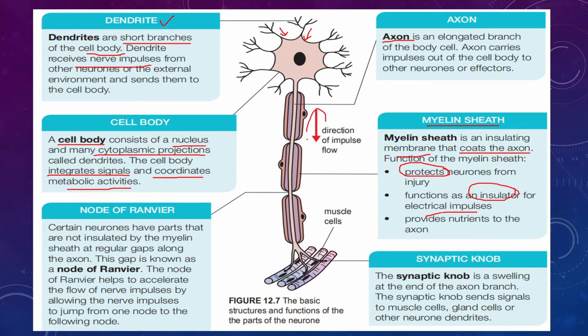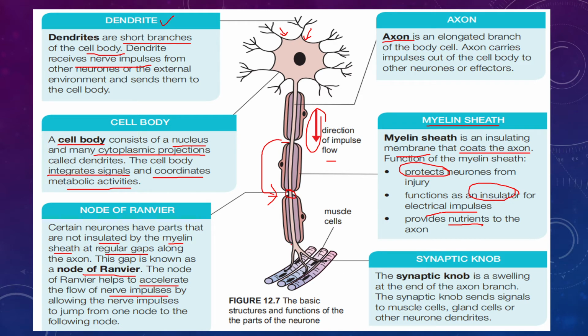Okay, notice the arrow here. This shows the direction of the flow of the impulse. Also, this myelin sheath provides nutrients to the axons. Okay, coming down from here, we have this gap. This is called the node of Ranvier. Certain neurons have parts which are not insulated, so they are not covered by the myelin sheath. So there are regular gaps along the axon. This gap, known as the node of Ranvier, helps to accelerate the flow of the nerve impulse so that it can jump. As the nerve impulse passes along this axon, it is able to jump from one node to the other node.